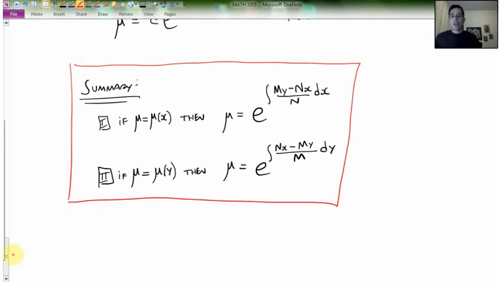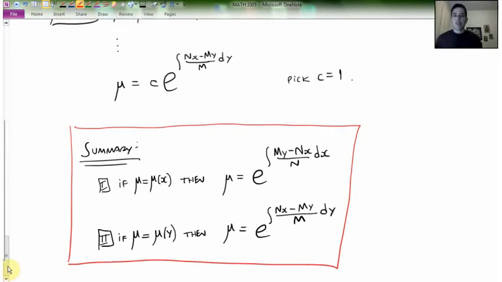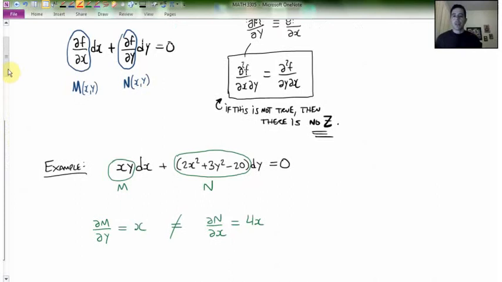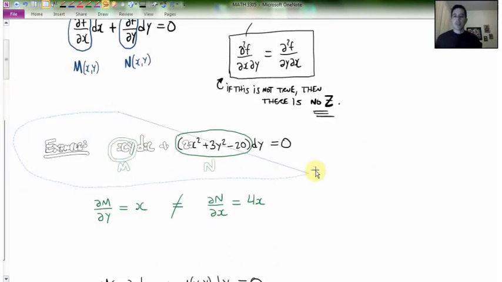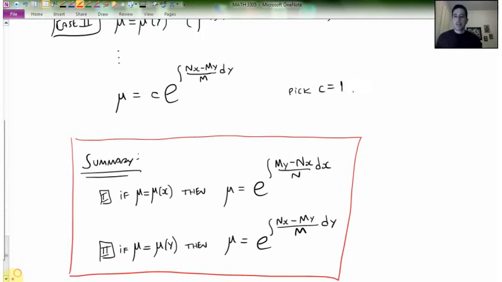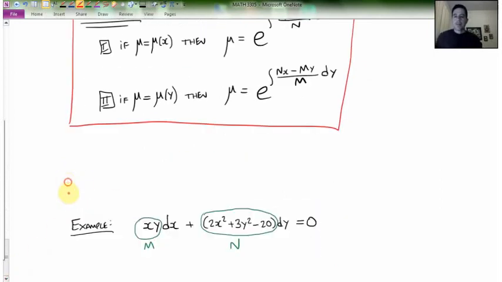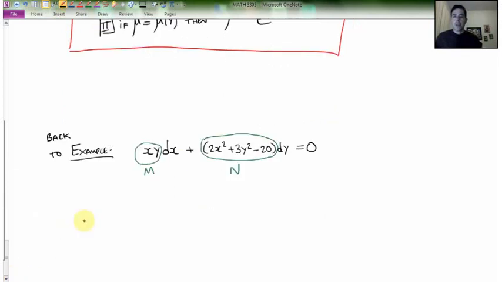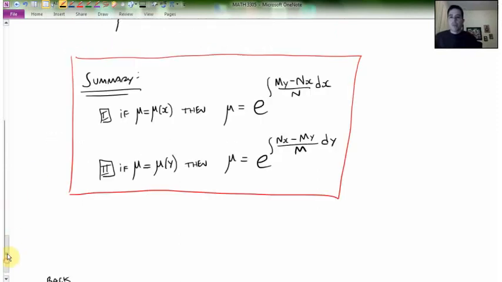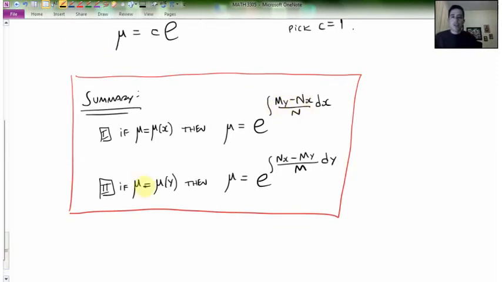So that's the conclusion of this part. It looks pretty complicated, so let's go back to the original example. Let me go grab the example here. Here it is. Back to the example. Remember how we had these two, m and n, and it didn't work. So now let's take a look at the integrating factor.